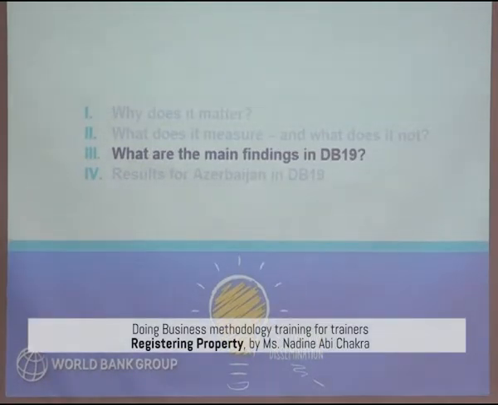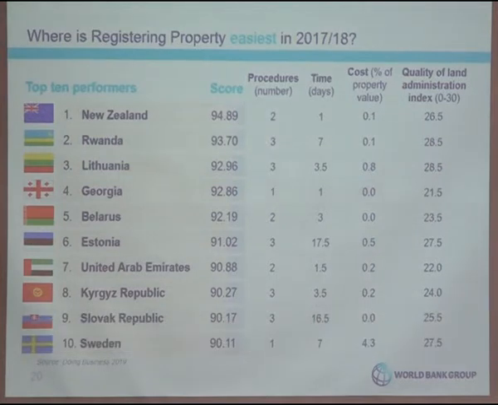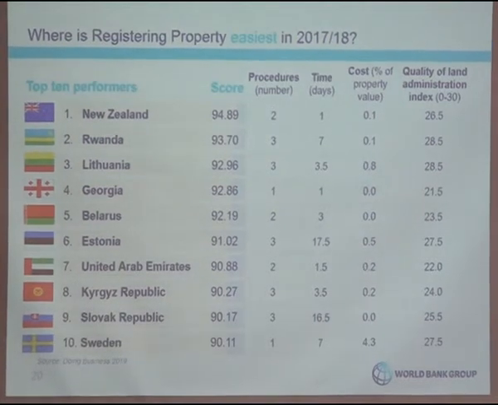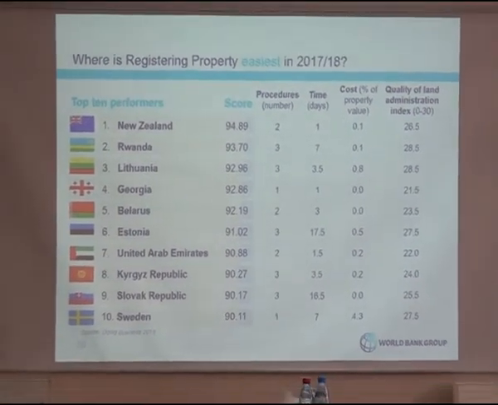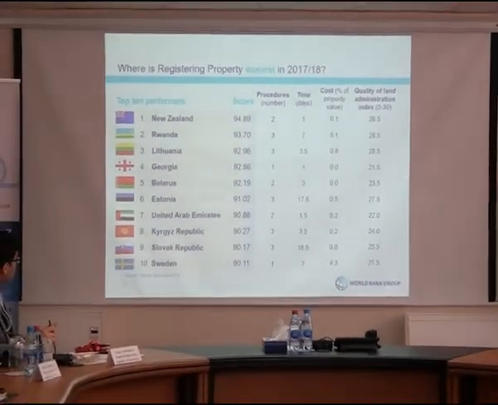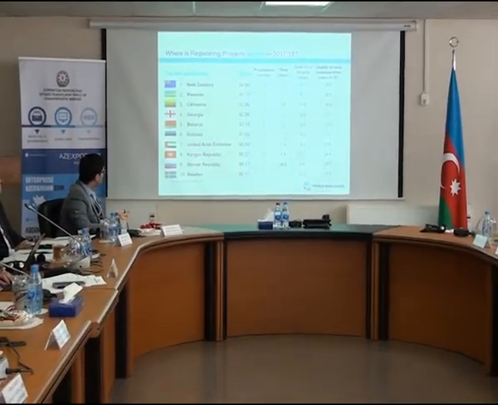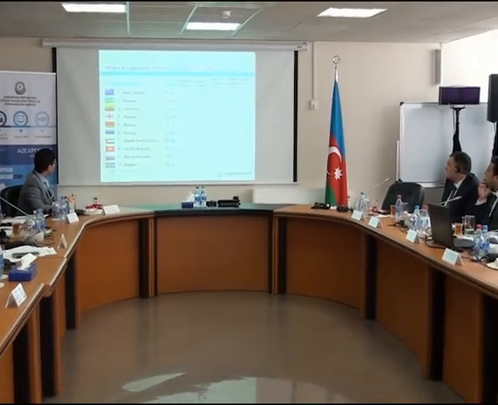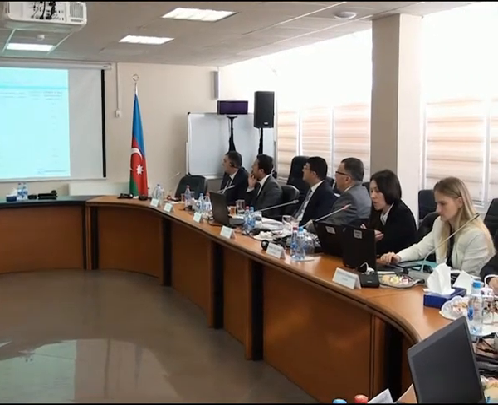So what are the main findings in the Doing Business 2019 report? We see again here the list of top 10 performers, with New Zealand being in the first position, followed by Rwanda, Lithuania, Georgia, Belarus, Estonia, United Arab Emirates, Kyrgyz Republic, Slovak Republic, and Sweden. And we see next to them the number of procedures that are needed to complete the transaction as mentioned earlier according to our case study assumptions. How many days is needed to complete these transactions, what's the cost, and how much each of these countries score on the Land Administration Index.